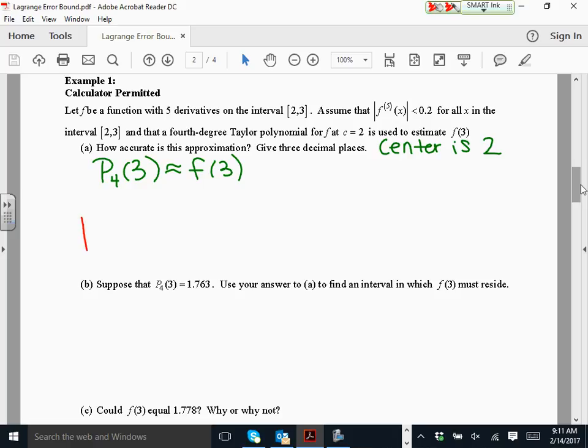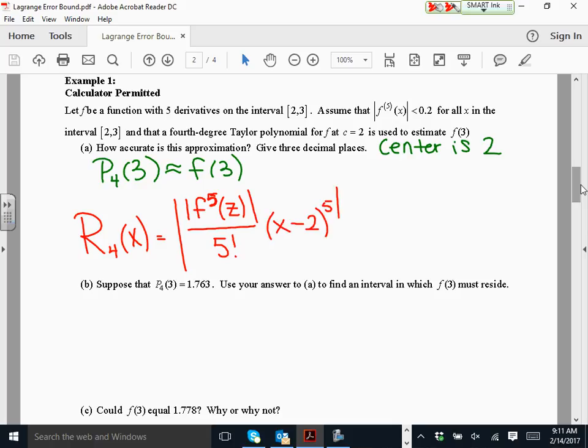I'm going to use R for remainder. The remainder for this 4th degree polynomial, we decided, was going to be the maximum. Since this is a 4th degree polynomial, we're going to talk about the 5th degree polynomial, the 5th derivative of z, over 5 factorial times x minus 2 to the 5th. Right? That is going to be our remainder. Do you agree?